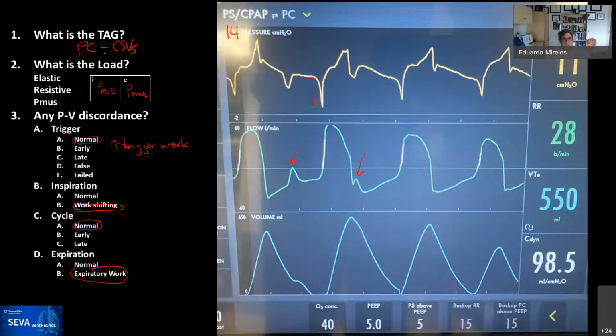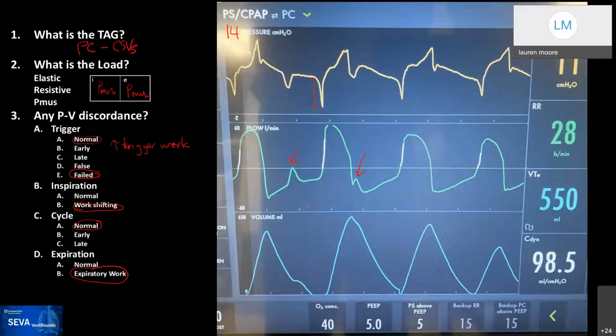All right, let's read this one. I hope that you, Ahmed, if you're listening to me, that would be great. I'm listening. Sorry. So I think these are failed triggers right there. I mean, he's making an effort. He's getting a flow waveform almost to the baseline without being able to trigger. And there's actually as well a drop in the pressure at the same time.